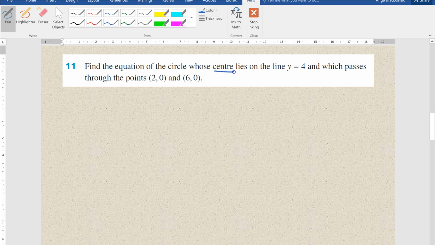Okay, this time the centre lies on the line y = 4. They haven't actually given us the centre, but we do have 2 points that it passes through. So once again, the diagram is coming out for me because, well, I just need it. This is the line, y = 4. And what they're saying is that the centre lies somewhere along there. Here's 2, here's 6, and somewhere along here is the centre. It has to pass through.